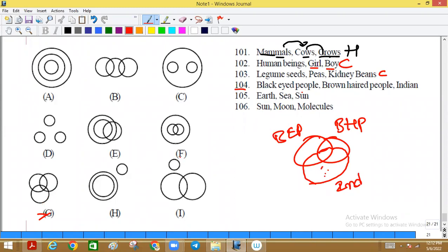Generally, what we think is that they're talking about Indians, so among Indians, some black-eyed people have brown hair. No, they're talking about people.